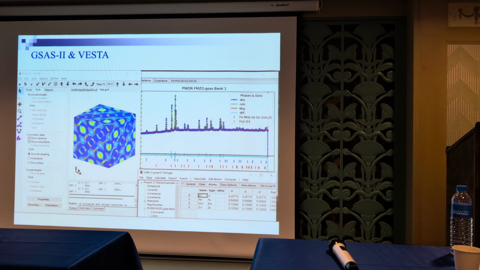So here is the feature. This is VESTA, and this is GSAS-II with its setup window. We can plot the diffraction pattern with your refinement. We can also plot the crystal structure with the electron density. So it depends on what kind of information you need.